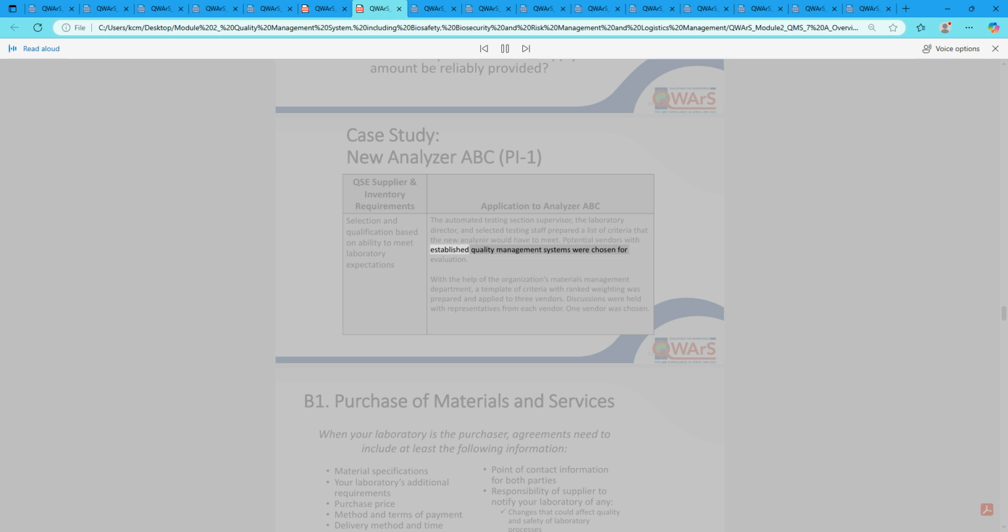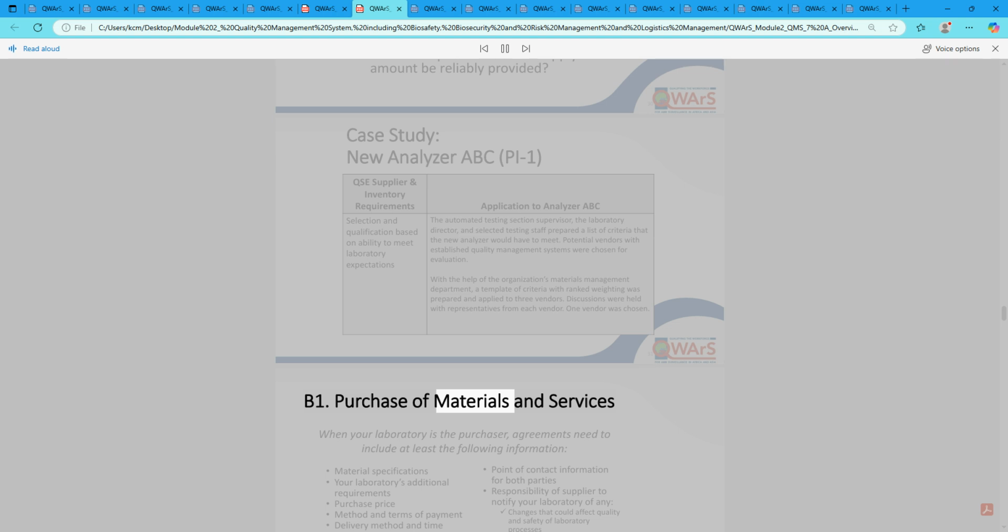Potential vendors with established quality management systems were chosen for evaluation with the help of the organization's materials management department. A template of criteria with ranked weighting was prepared and applied to 3 vendors. Discussions were held with representatives from each vendor. 1 vendor was chosen.